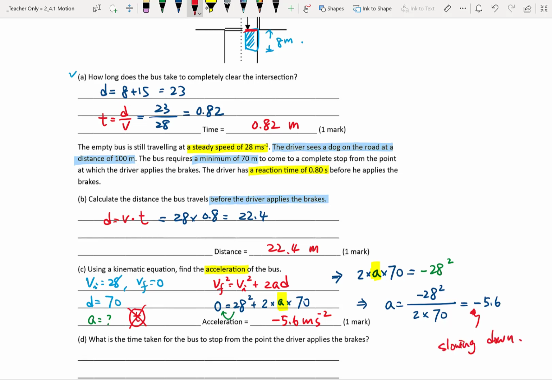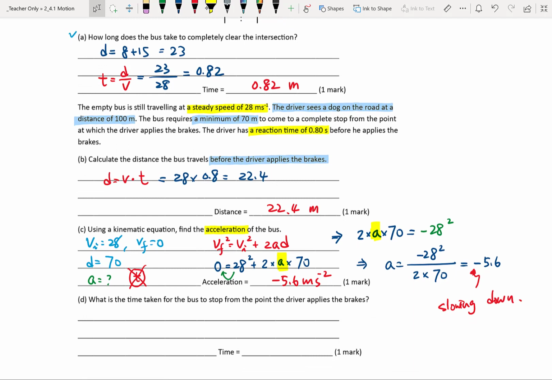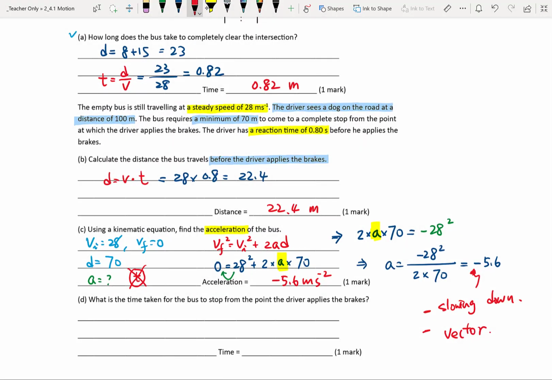So which is reasonable. Okay, only a few of you wrote a negative. Most of you didn't write a negative, but keep this one, it is quite good. Because you know acceleration is a vector, and we can have positive and negative to show the direction.